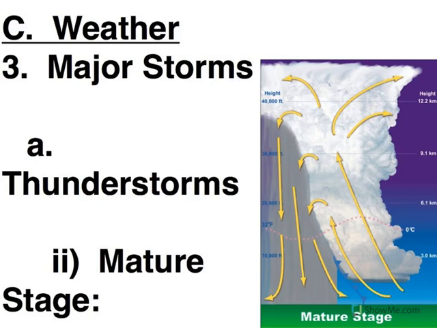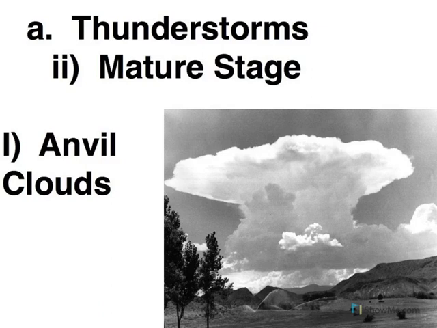So the part that we really think of as the thunderstorm is the mature stage. That's when all the action happens. So what's all going on here? Well, first you get the formation of what's called an anvil cloud. And this is due to the strong uplift.